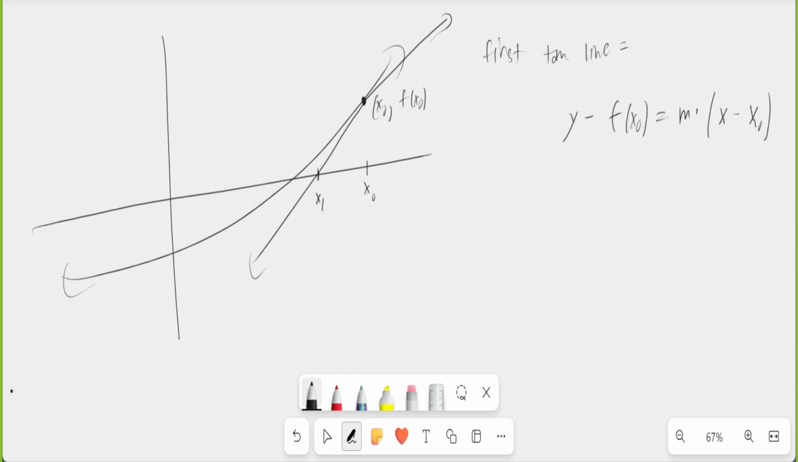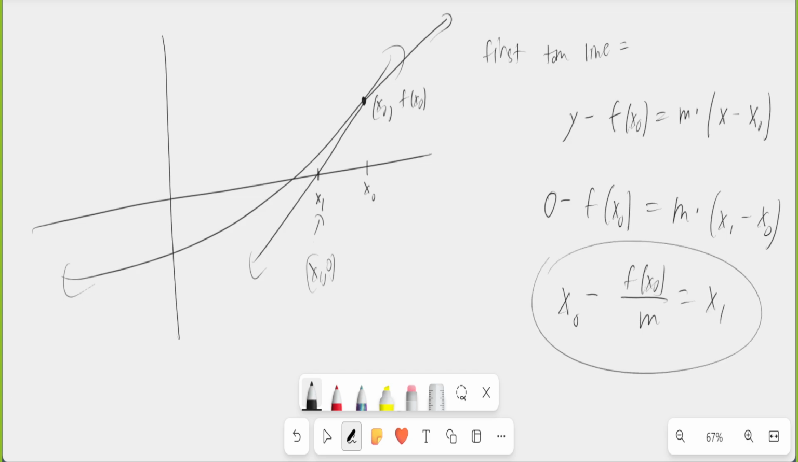And we know at x1, this tangent line is 0, right? So we can say 0 minus f of x0 is equal to m times x1 minus x0. All I did was plug in this point, because we know that this point, x1 comma 0, is also on the tangent line. So now we divide by m and add x0. So x0 minus f of x0 over m is equal to x1. Boom. And then you just keep doing that. Does that make sense? That's the derivation, if you will.